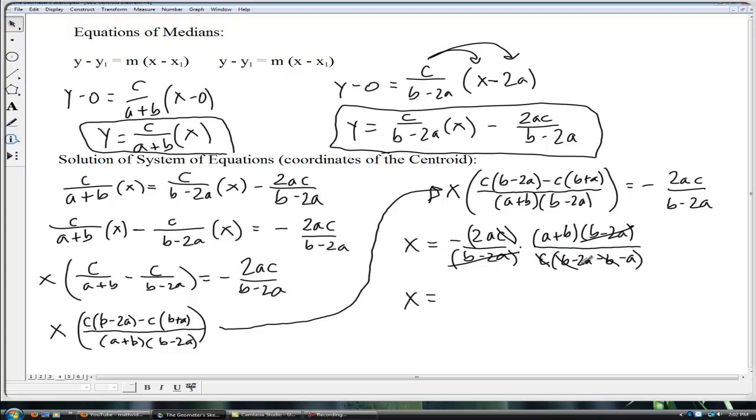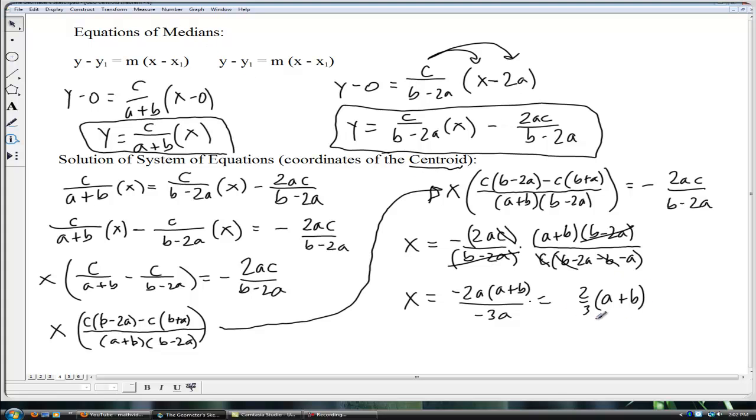Let's take a step to simplify what we have here. I now have negative 2a times (a plus b) over negative 3a. And the negative over negative gives me a positive, and the a's reduce, and so I get x equals 2/3 times (a plus b). If you've lost track of what we're doing, we're finding the x value of the centroid.